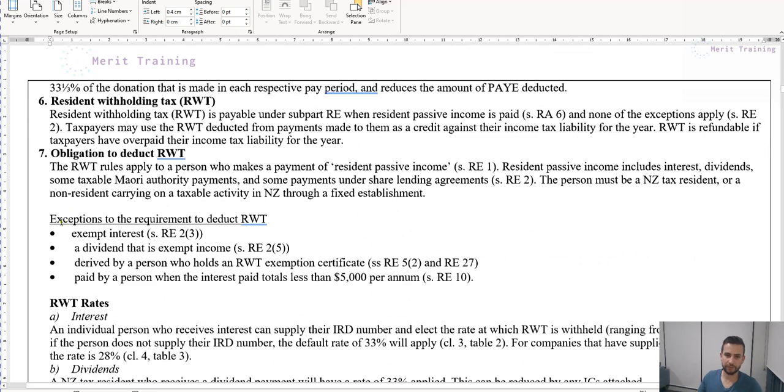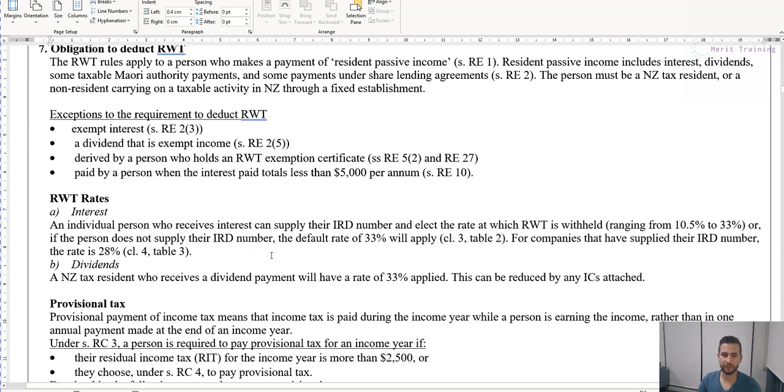So there's a couple of exceptions to the requirement to deduct RWT. But basically you can still receive your passive income without the government taking a bunch up front. So this includes exempt interest, a dividend that is exempt income, derived by a person who holds an RWT exemption certificate, or paid by a person when the interest paid totals less than $5,000 per annum. So it's basically either exempt income, which you don't need to include in your tax return anyway, and therefore there's no tax required to be paid, or it's a small amount, so less than $5,000.